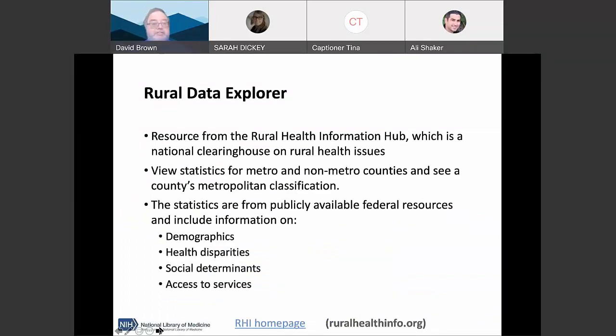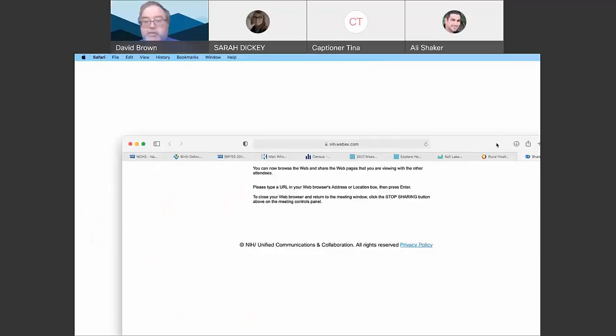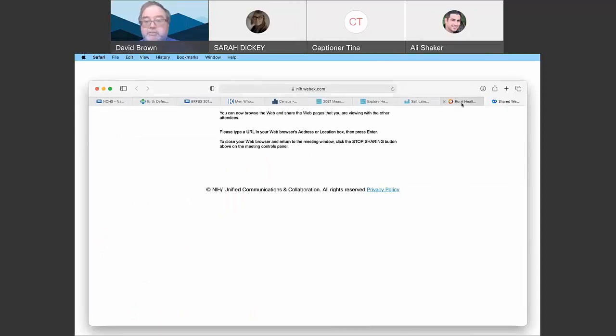And this is the National Clearinghouse in Rural Health Issues. You can view the statistics for metro and non-metro counties and see a variety of metropolitan classification. The statistics are from publicly available federal resources and include information on demography, health disparities, social determinants, and access to health services in general. We have some slides on this, but I'm going to also just go over there because I think it's better to show it live rather than not live, so we can make mistakes and learn from it.